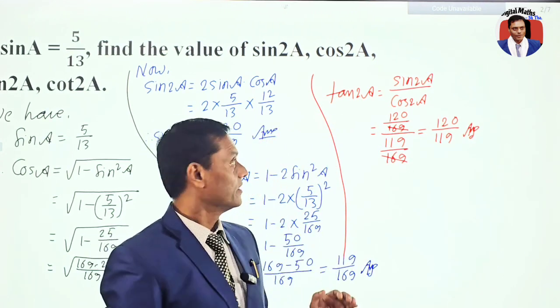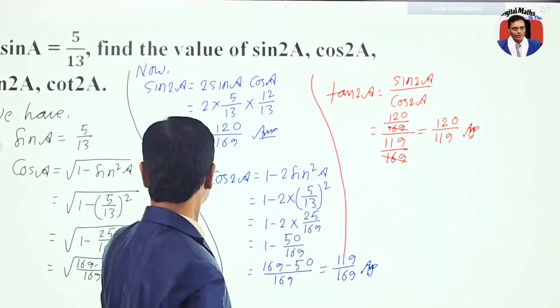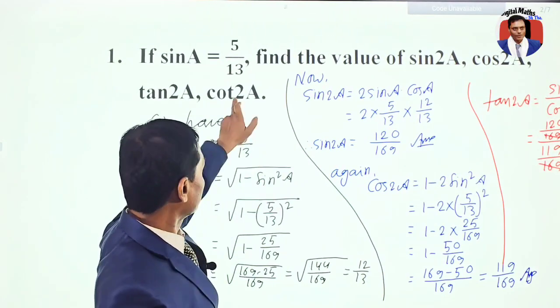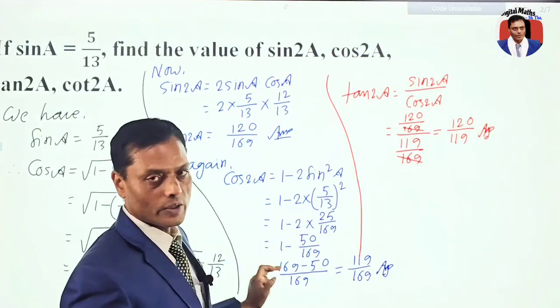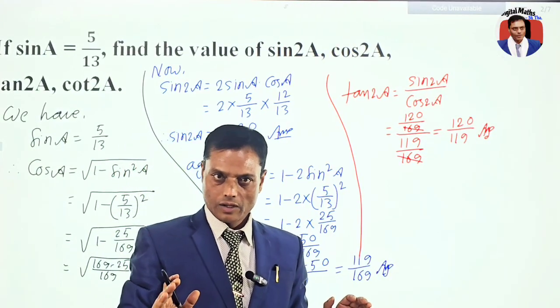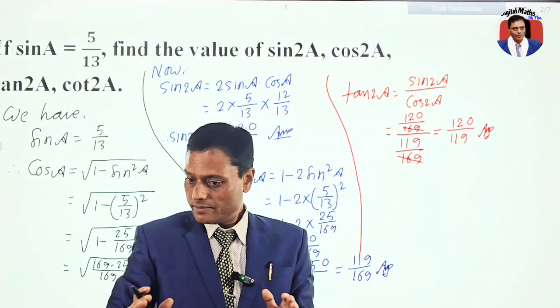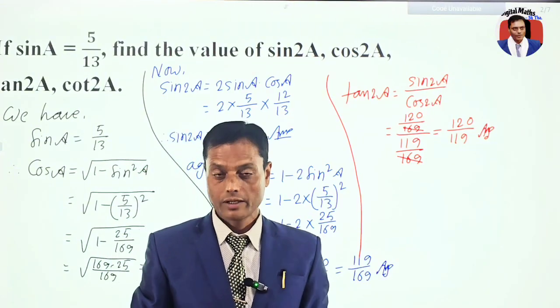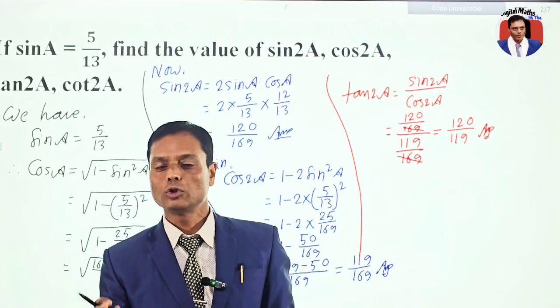If cot 2A is also asked, here cot 2A is also asked, right? I'm just going to show you. So cot 2A also you can find in so many ways, like finding cos A by sin A, and then that will be cot A, and writing the formula of cot 2A, isn't it?